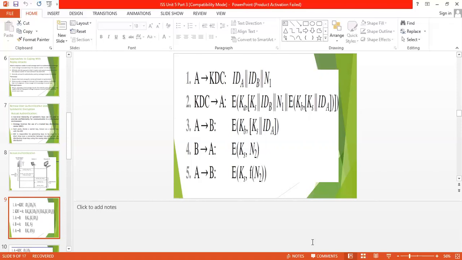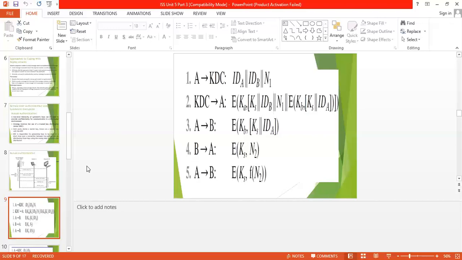The KDC also replies with a message using the master key of A, K_A, and the master key of B, the session key, N1, IDB. IDB and IDA are the identifiers of A and B. KA is the master key of A and KB is the master key of B.